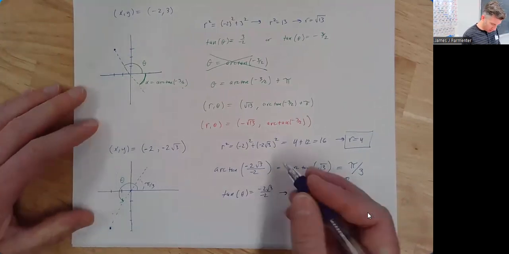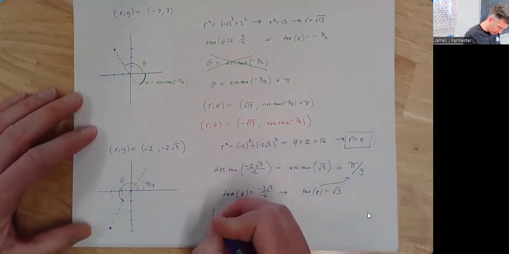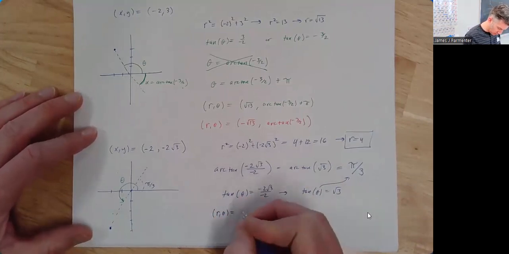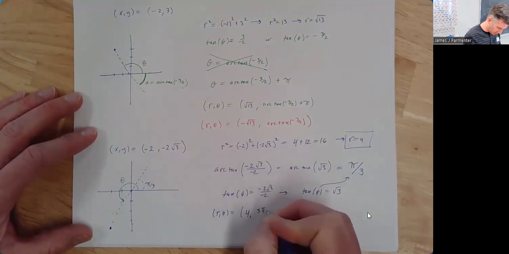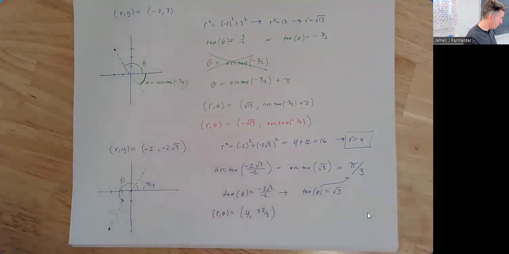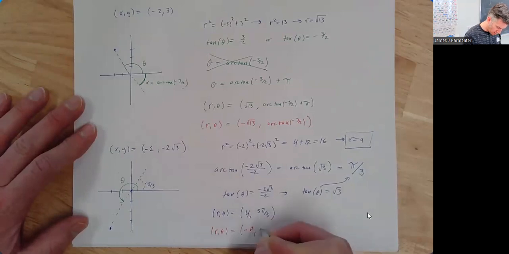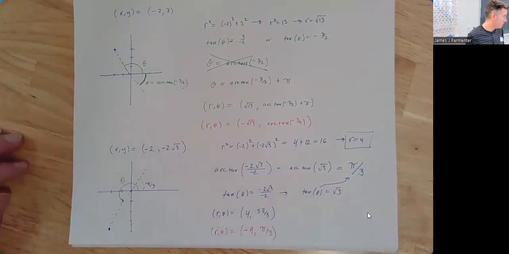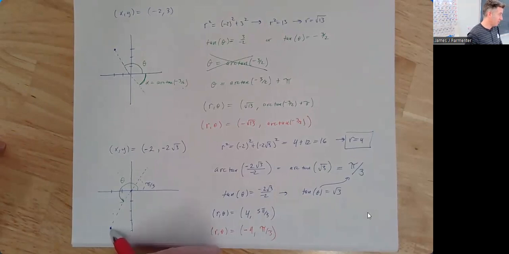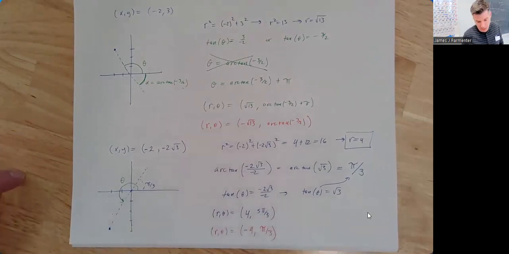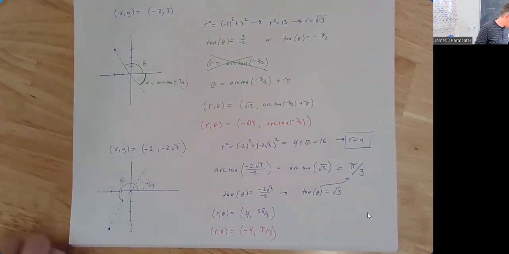Now I will say we could totally describe this point in polar coordinates as r comma theta equal to 4 comma 5 pi over 3, or we could also equivalently describe it as r comma theta equal to -4 comma pi over 3. Both of those would give you the same point in space. What's interesting about polar coordinates is they're not unique, whereas rectangular coordinates are. There's only one way of describing this point in space using rectangular coordinates. You go left so much and down so much. It's kind of interesting.